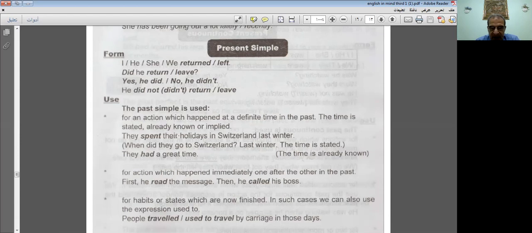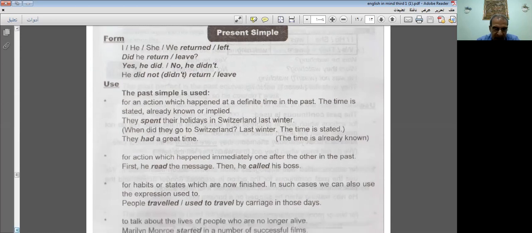They spent their holidays in Switzerland last winter. When did they go to Switzerland last winter? The time is stated, as you see. They had a great time. The time is already known. This is also a usage, for actions which happened immediately one after the other in the past. First, he read the message, then he called his boss. Okay, there are two actions that happened in the past.